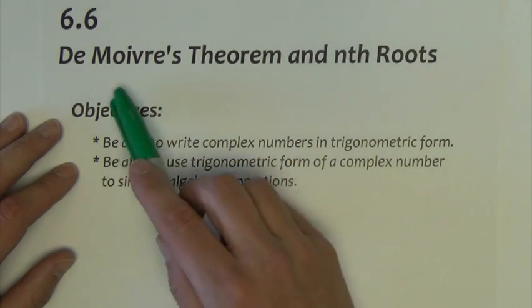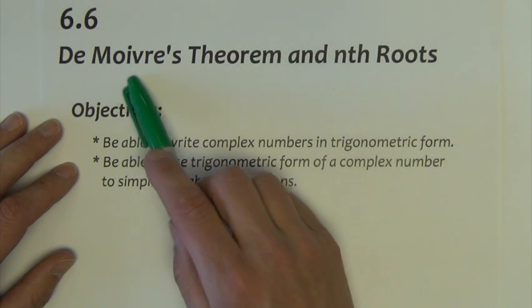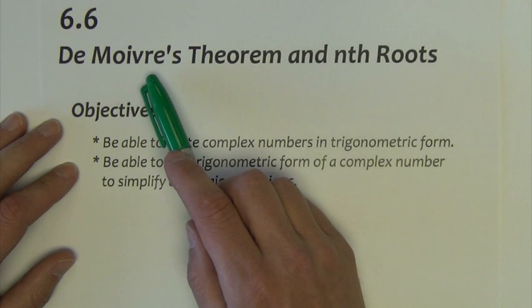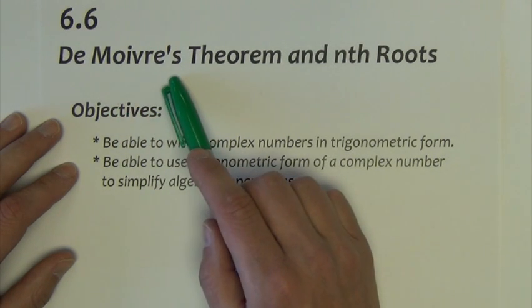Section 6, titled De Moivre's theorem and nth roots. De Moivre's theorem is such a theorem that actually does powers of complex numbers, but it does it in a trig form. That's kind of the end objective in this section where we're going, and that's kind of the last thing we'll get to.